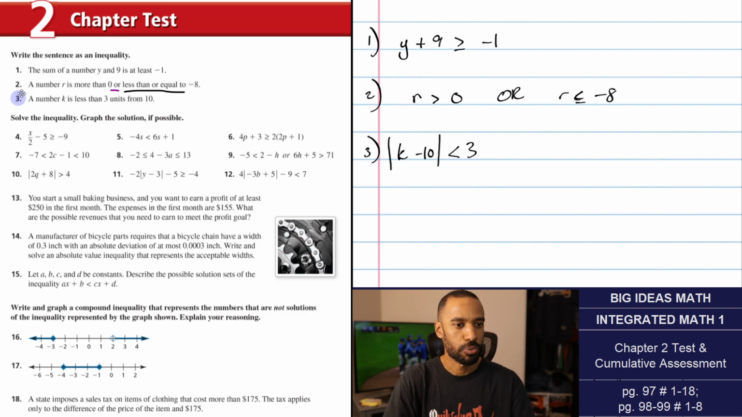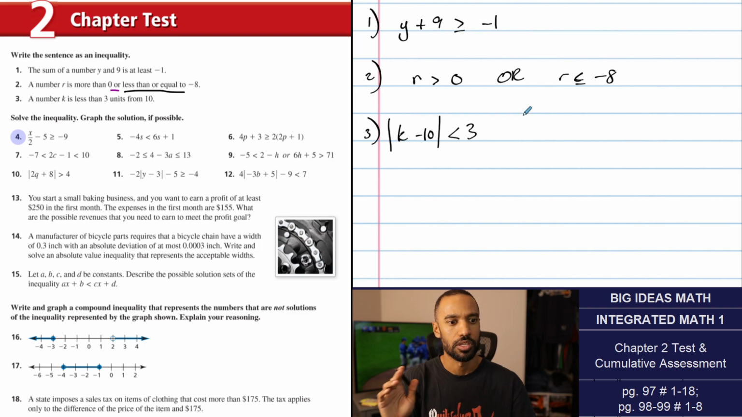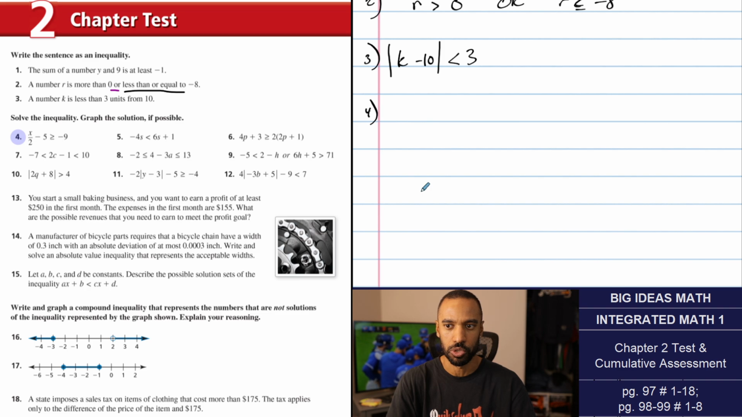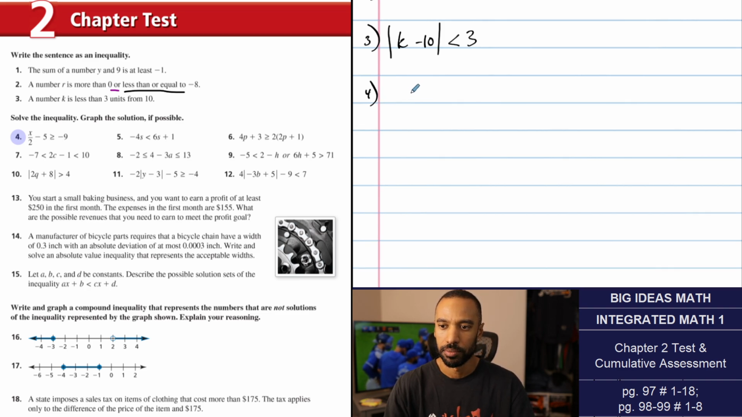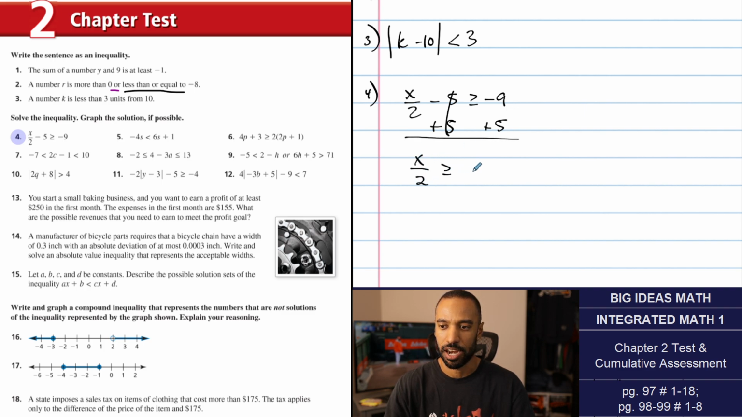Okay, numbers 4 through 12, more of the meat and potatoes of what you would do with most inequalities here. Solve them, graph them. Now it says if possible, which does mean if there's no solution, we won't graph it. Number 4, x over 2 minus 5 is greater than or equal to negative 9. I'm going to get the term by itself first by adding 5 to both sides. It's being divided by 2. We will multiply both sides by 2.